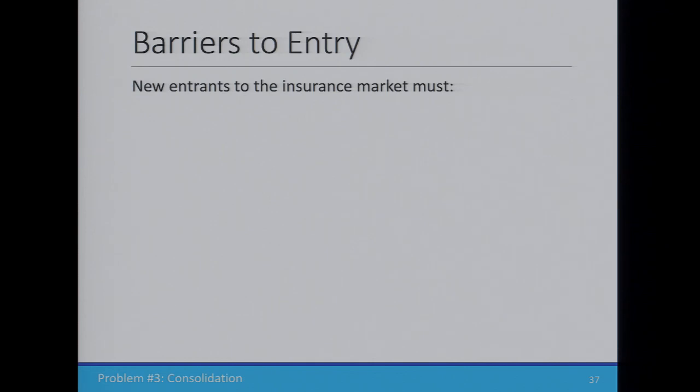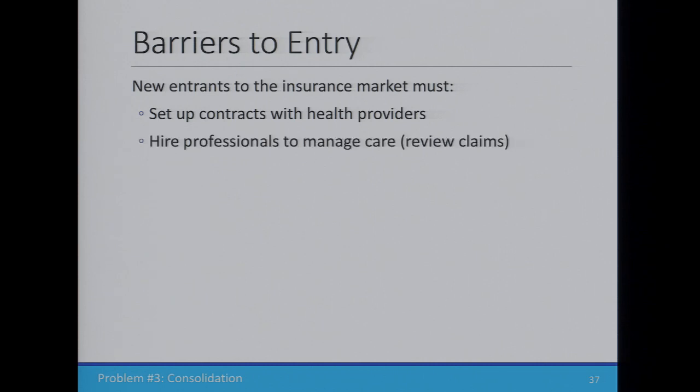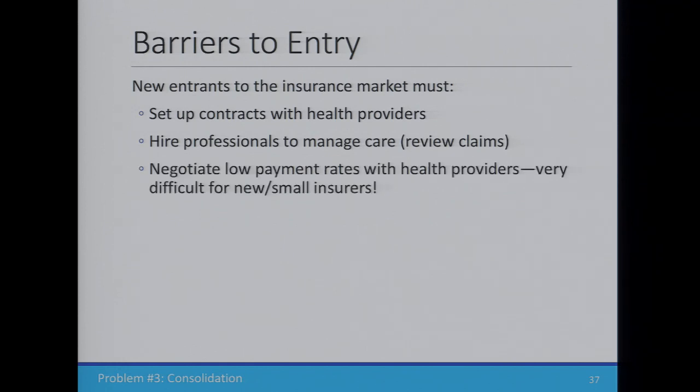So if you're a new insurance provider arriving and you want to join the insurance market, you need to set up contracts with health providers. You need to hire professionals to review the claims, manage the care, and these are very large costs. And you need to negotiate low payment rates with health providers. And this in particular is very difficult for newer small insurers because they like to give breaks to the larger companies. And so you have all of these huge costs, which creates a problem where you have returns to scale, but you can't get into the market because of these barriers to entry.